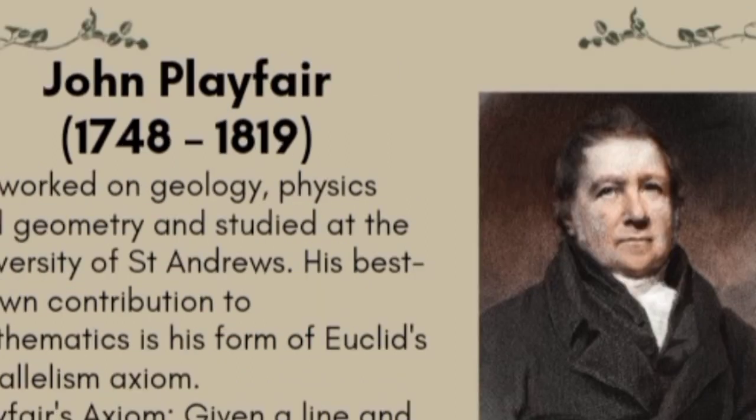The next mathematician was John Playfair, 1748 to 1819. He worked on geology, physics, and geometry and studied at the University of St. Andrews. His best-known contribution to mathematics is his form of Euclid's parallelism axiom. Playfair's axiom: given a line and a point not on the line, it is possible to draw exactly one line through the given point parallel to the line. Although known from the time of Proclus, this became known as Playfair's axiom after John Playfair wrote a famous commentary on Euclid in 1795, in which he proposed replacing Euclid's fifth postulate by this axiom.